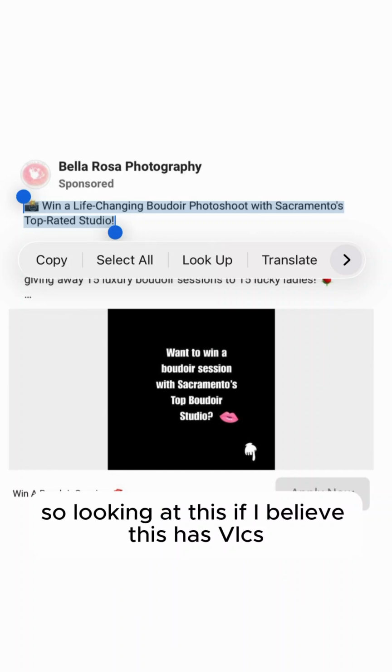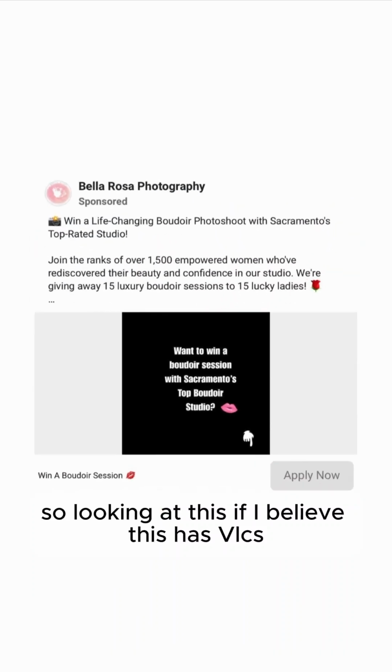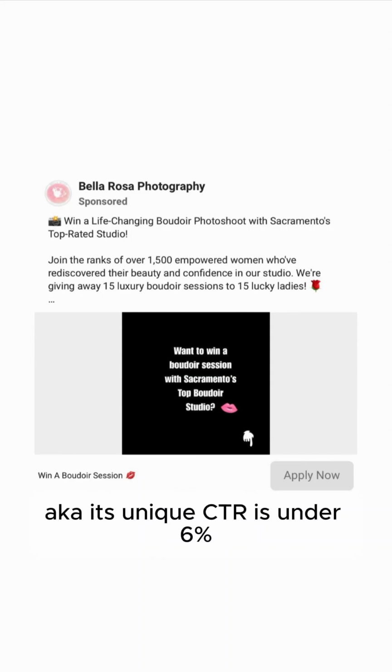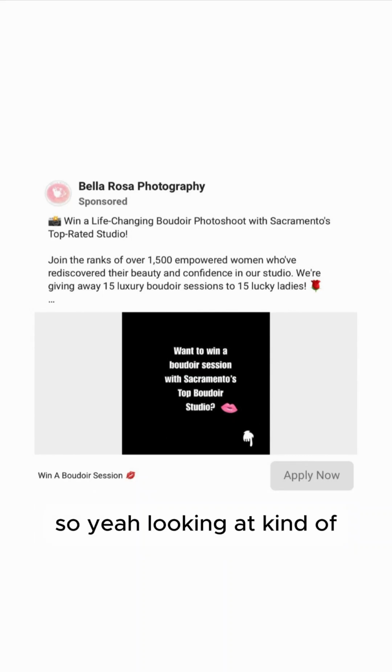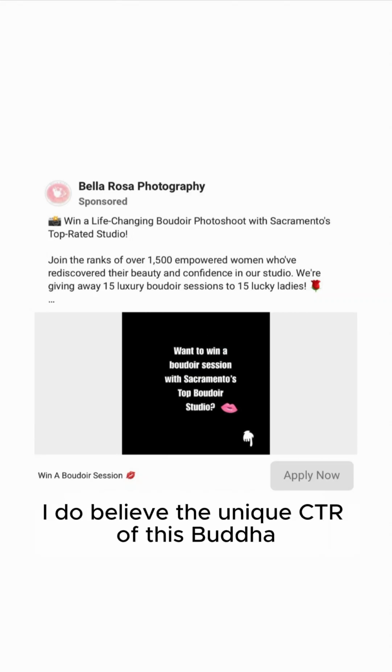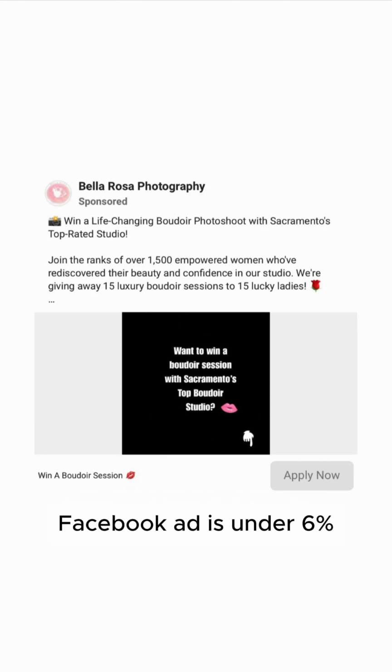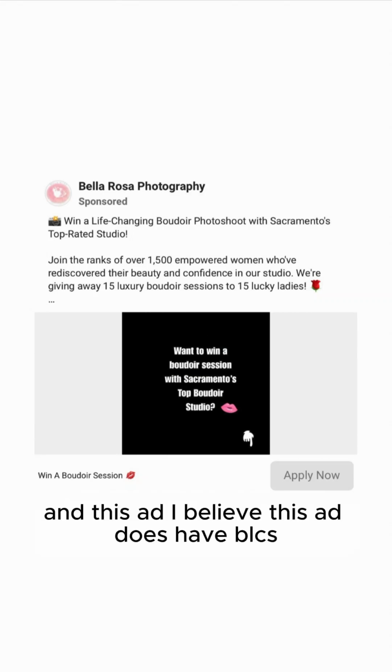So looking at this, do I believe this has BLCS, aka its unique CTRL is under 6%? So yeah, looking at kind of all the things that I've pointed out, yes, I do believe the unique CTRL of this boudoir Facebook ad is under 6%. And this ad, I believe this ad does have BLCS.